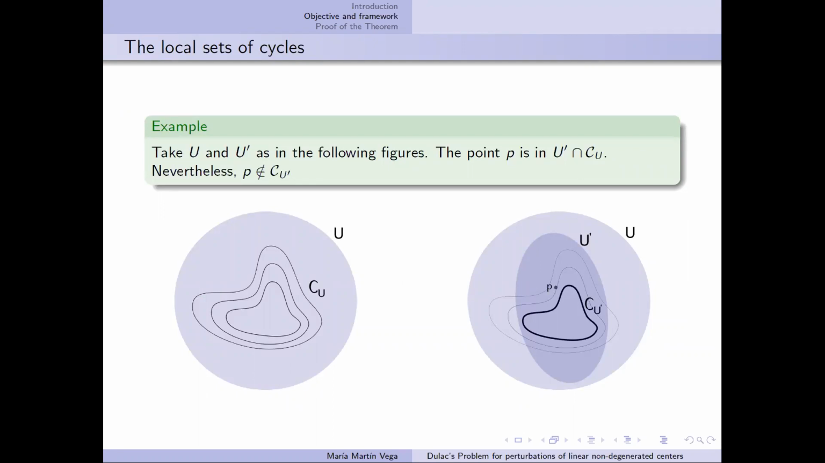Well, in this case, we have just a neighborhood and the set of cycles containing that neighborhood. But if we take a smaller neighborhood here, we see that, for example, this point is in the intersection of the set C_U and U prime, but is not contained in the set C_U prime because the whole trajectory is not included in the set U prime.